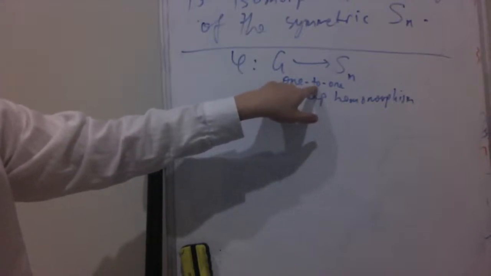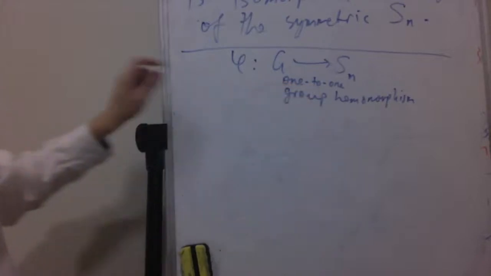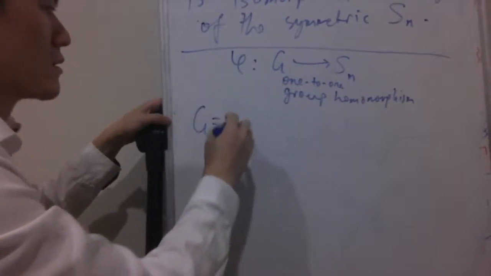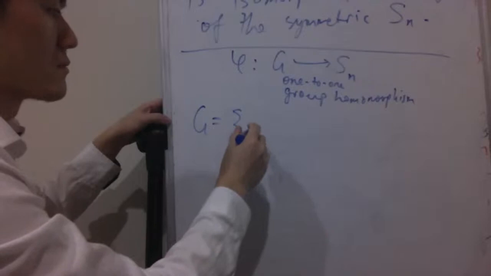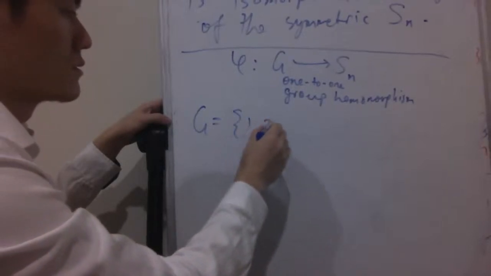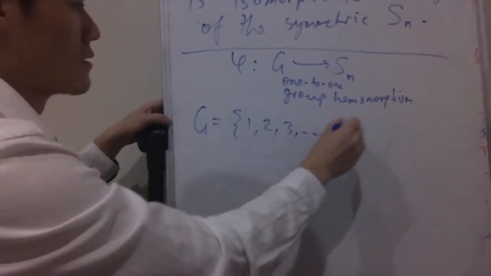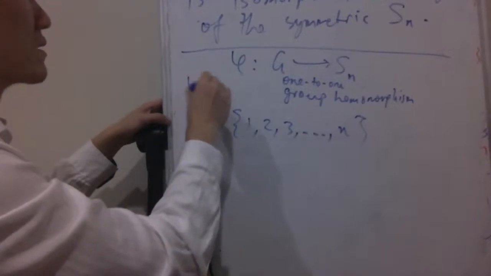Okay. So if G is finite, you can write it as 1, 2, 3, all the way up to n, if the size of G is equal to n.